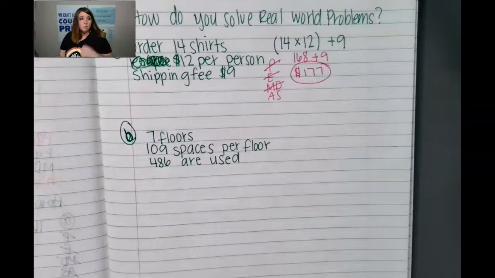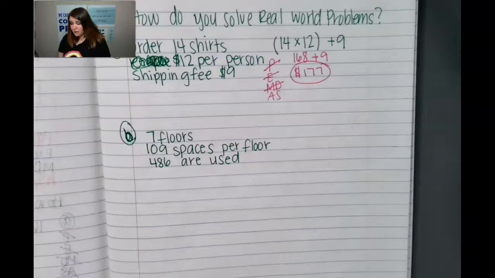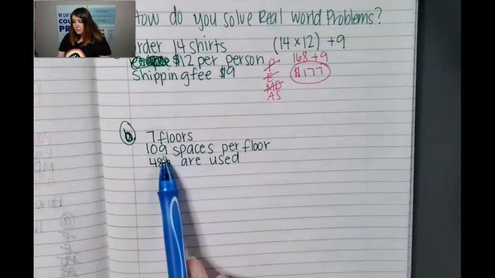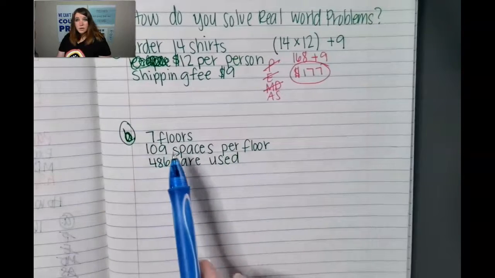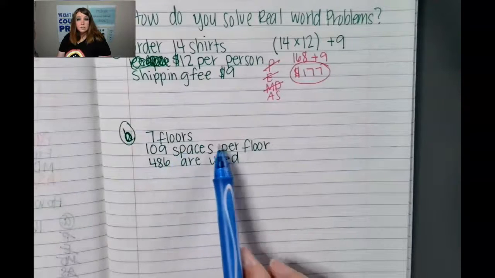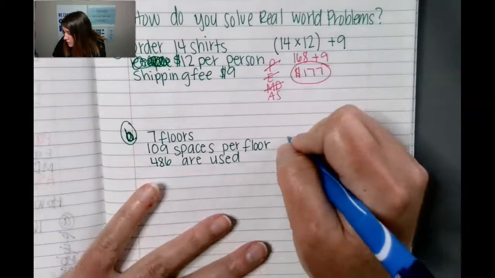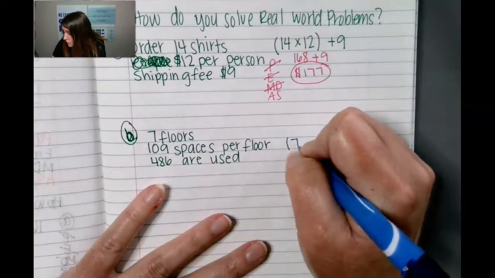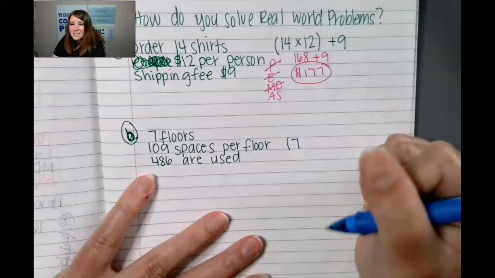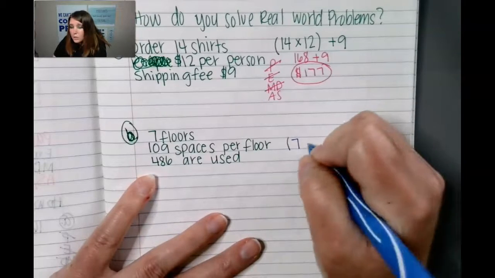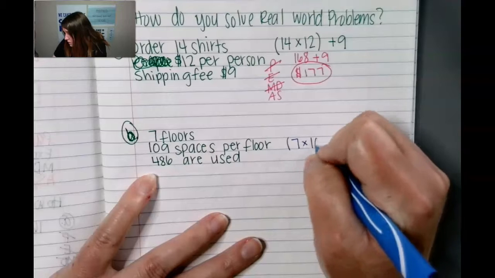Okay, so our job right now is to find out, first of all, how many spaces are there? So we have 7 floors, but there's 109 on each floor. So 109 plus 109 plus 109 plus 109, 7 times, right? So let's just multiply that. If we were doing this with order of operations, we could set this up with parentheses because we want to do that part first. So we're going to go 7 times 109.